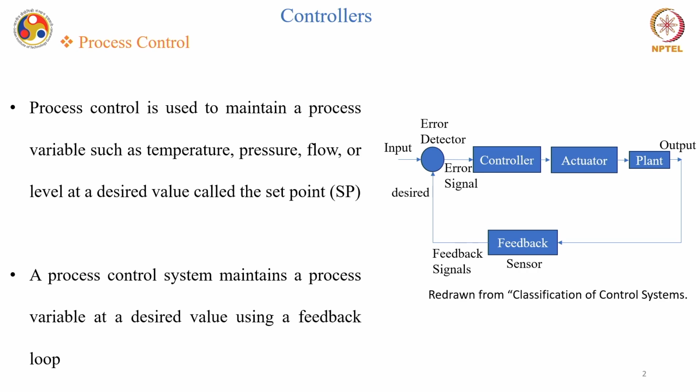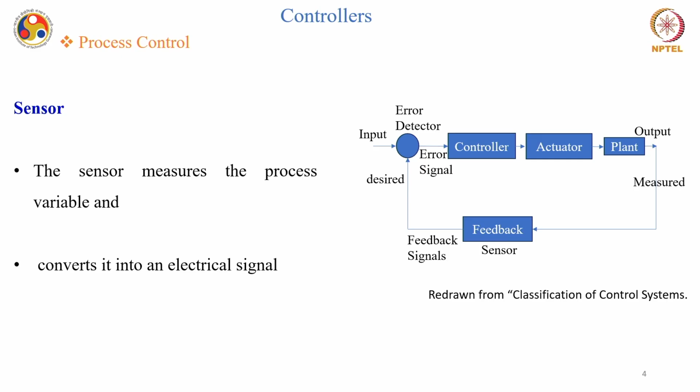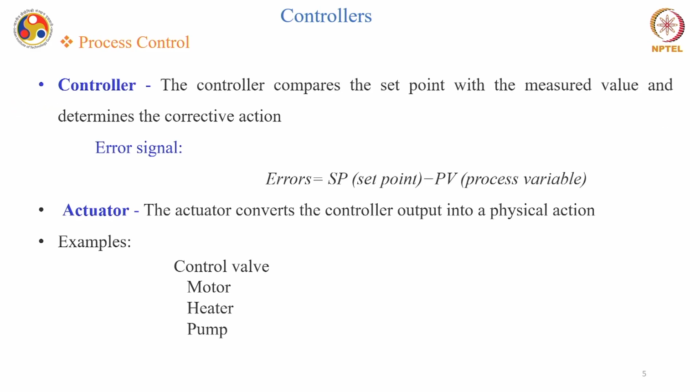So this is a typical process control system. You can see that I have a controller, actuator, plant and a feedback where a sensor is connected. So a basic control system consists of all these parts: sensors, actuators, plants, controller and so on. The sensor measures the process variable and converts it into an electrical signal, which you can see over here, and this is fed to a controller.